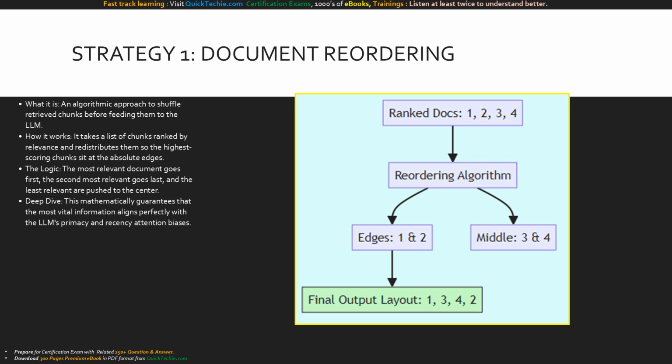Observe the reordering algorithm in action. We start with ranked docs 1, 2, 3, and 4. The algorithm intercepts them, taking the highest value items, 1 and 2, and assigning them to the edges. It takes the lower value items, 3 and 4, and assigns them to the middle. The final output layout becomes 1, 3, 4, 2. The best data now brackets the noise.